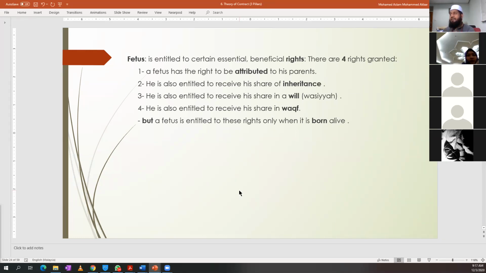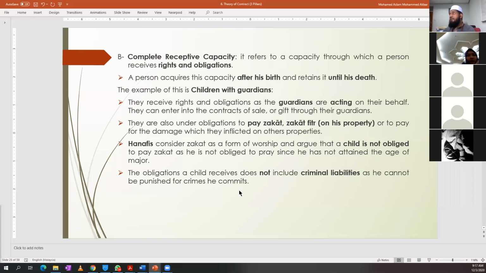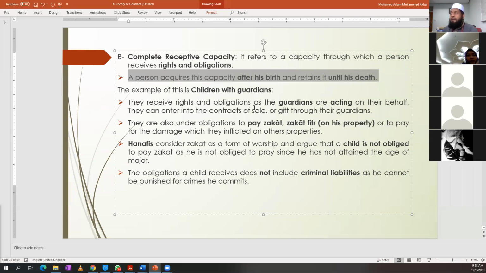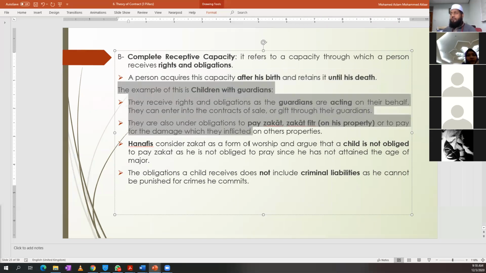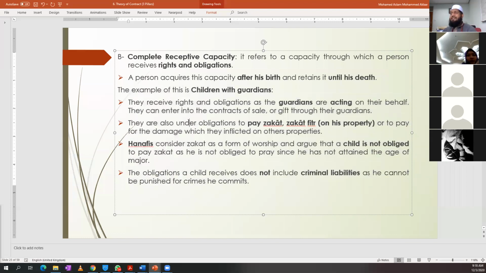All right, so this is the example for incomplete receptive capacity. Then you have complete receptive capacity. It refers to a capacity through which a person receives rights and obligations. This one you read later. This part is sometimes confusing. Okay, here, what is it actually? The example is the children. Every child comes under complete receptive capacity. Those children with guardians, remember, there are guardians. So now they receive rights and obligations as the guardians are acting on their behalf.